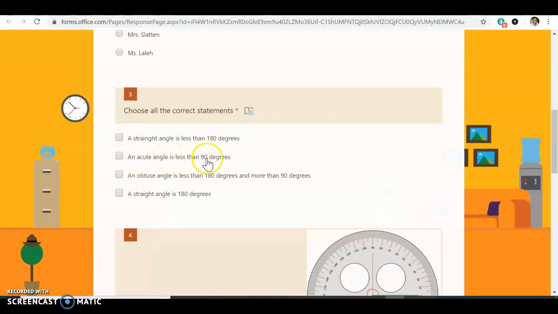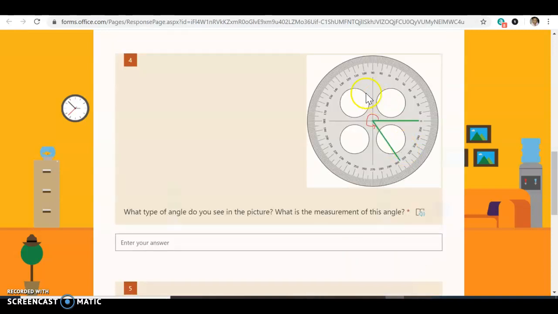An acute angle is less than 90 degrees. Perfect. This is the correct answer. An obtuse angle is less than 180 degrees and more than 90 degrees. Perfect. Straight angle is 180 degrees. Perfect. I have 3 correct answers. I had friends who chose only 1 correct answer, friends who chose 2 correct answers, and only a few of you chose all 3 correct answers. Good for you.